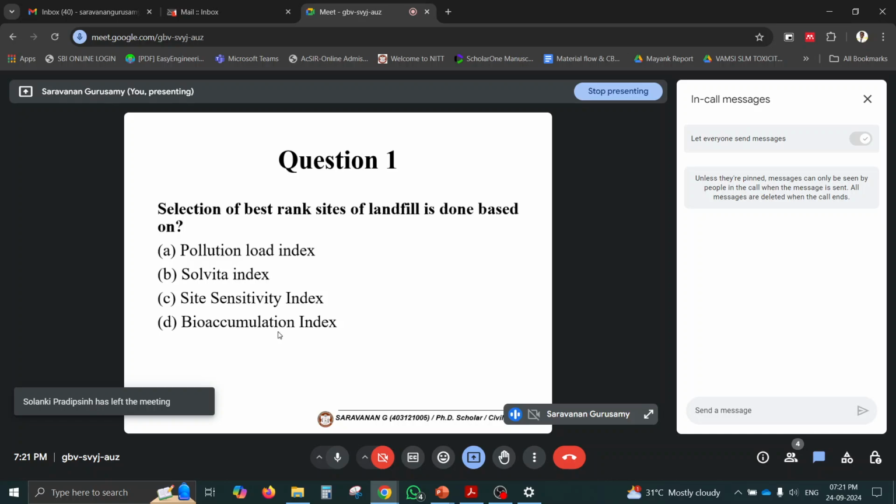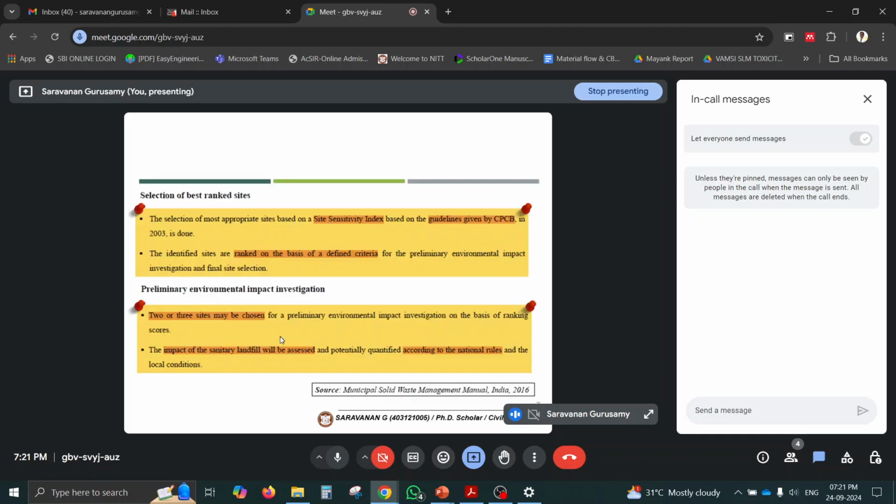So the answer is site sensitivity index. That's what we have discussed in the selection of best ranked site section. The selection of most appropriate sites is based on site sensitivity index, as given in the CPCB 2003 guideline. Based on the defined criteria for landfill selection, we can give an index, that is site sensitivity index.